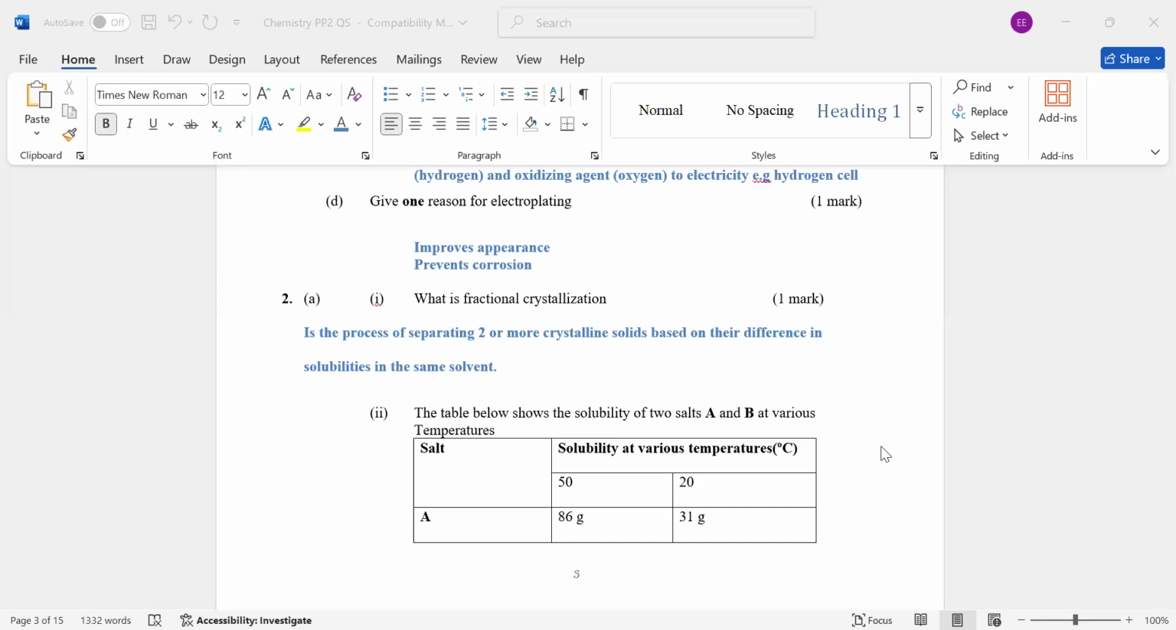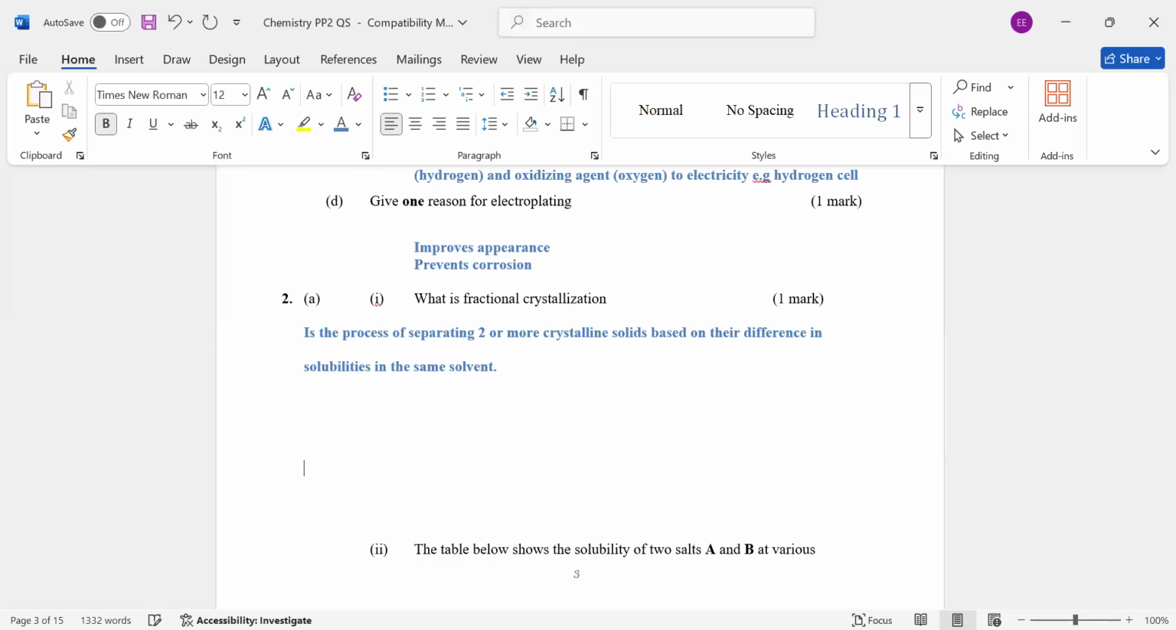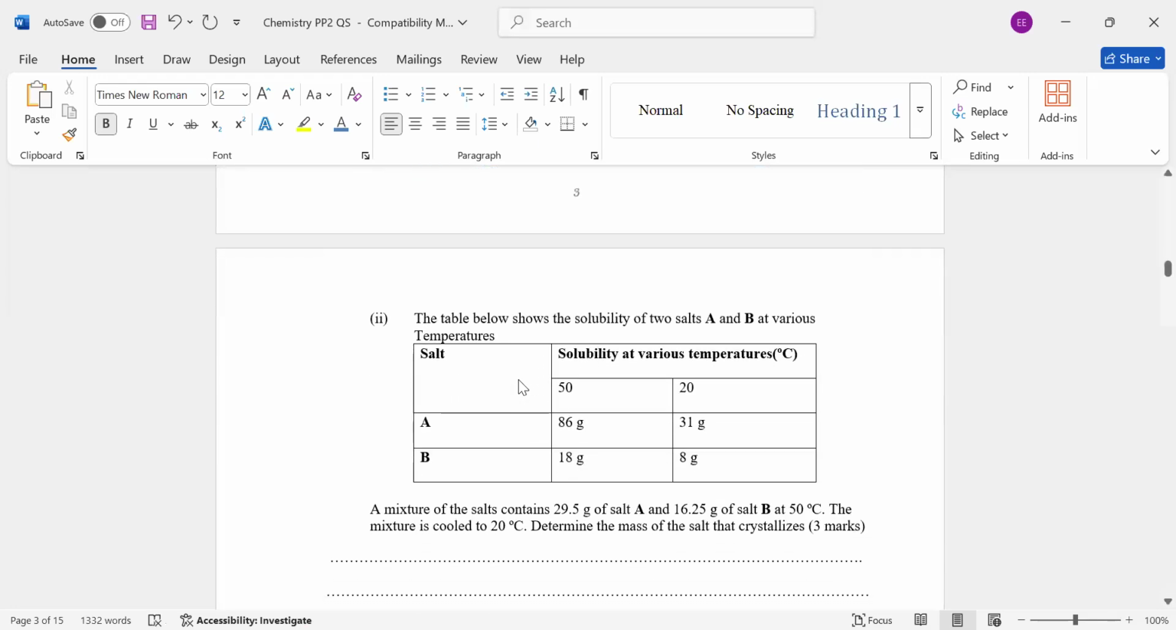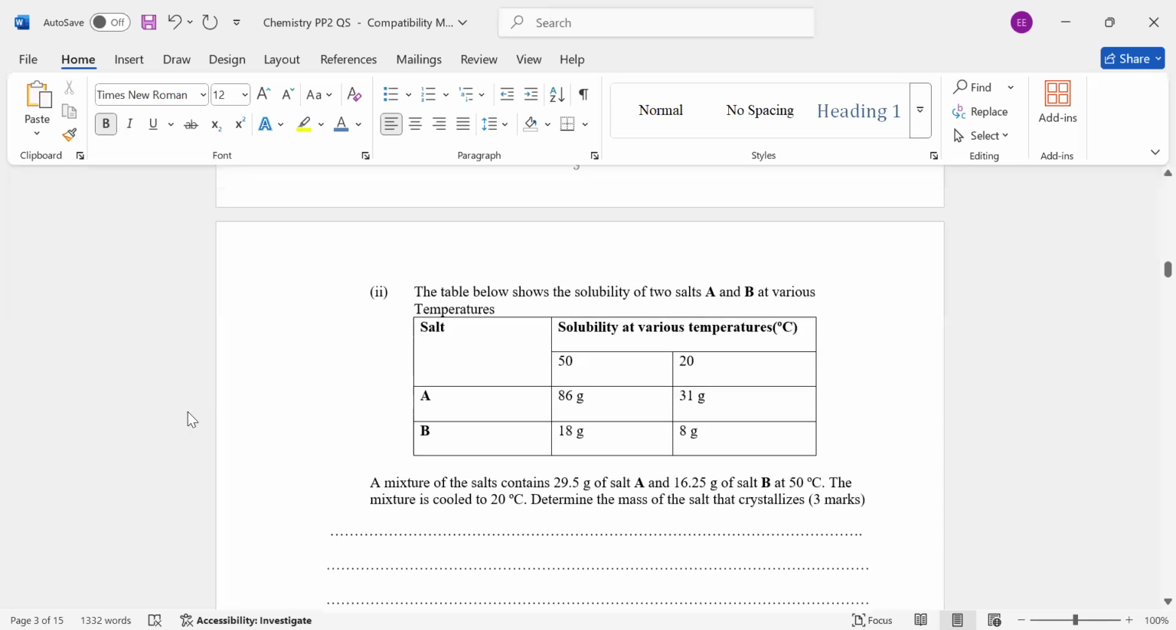Let's move on. The table below shows solubility of two salts A and B at various temperatures. Now, this is a very particular question, whereby we now have two salts. These salts can only be separated by fractional crystallization. Allow me to move it to the next page so that we don't have a diagram that is split. So we do have the two salts, salt A and salt B.